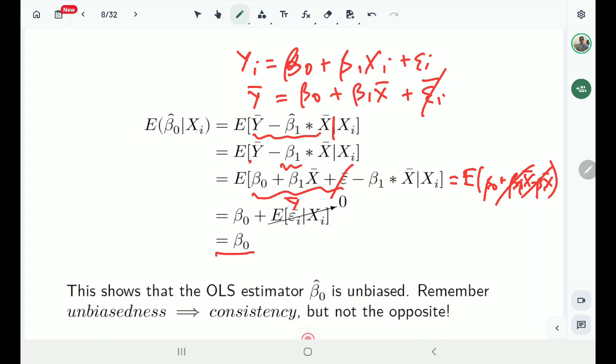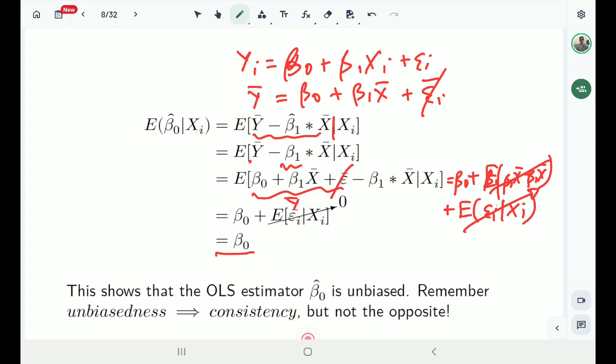Yeah. So these two guys cancel each other out, and I think we forgot one term. Just a second. So if you rewrite it, you will receive beta 0 plus, because the expectation of a constant is the constant, beta 0 plus beta 1 times the expectation of beta 1 x bar minus beta 1 x bar, which is 0, and you get plus the expectation of epsilon i given xi, which is also 0 by assumption 1. Therefore, you receive the expectation of beta hat 0 equal to the true value of beta 0. So basically, both beta hat 1 and beta hat 0 are unbiased estimators. Basically, their expectation is equal to the true value of the parameter.